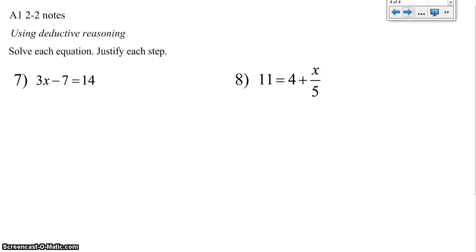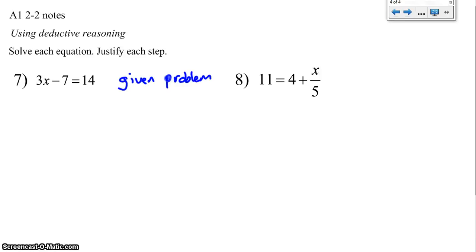All right, the last thing we're going to look at is essentially an introduction to proof. It says to solve each equation and then justify each step. Now, whenever we do the justification of each step, next to every step we have to have a reason. So when we see the first step, it says 3x minus 7 equals 14. This is our given problem. We don't have to do anything to get to that. It's handed to us. It's given to us.